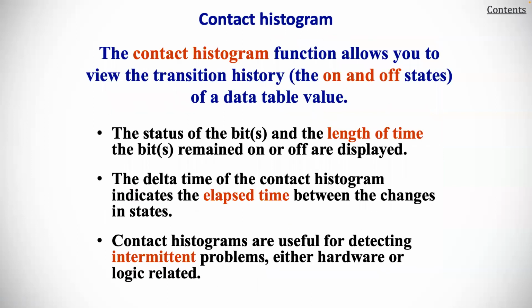You can also have a contact histogram, which is a function that allows you to view the transition history, the on and off status of the data table value. The status of the bits and the length of time the bits remain on or off are displayed. The delta time of the contact histogram indicates the elapsed time between the changes in states. Contact histograms are useful for detecting intermittent problems, either hardware or logic related.